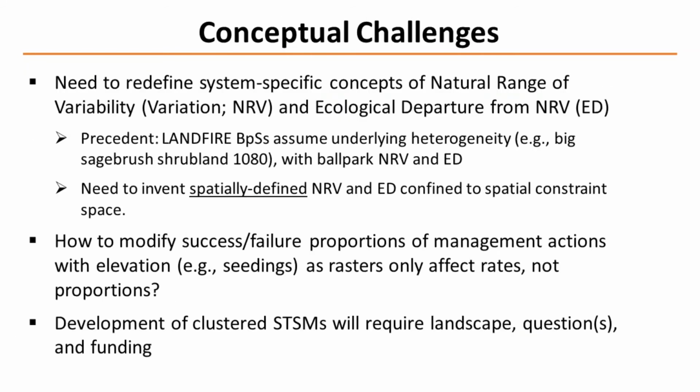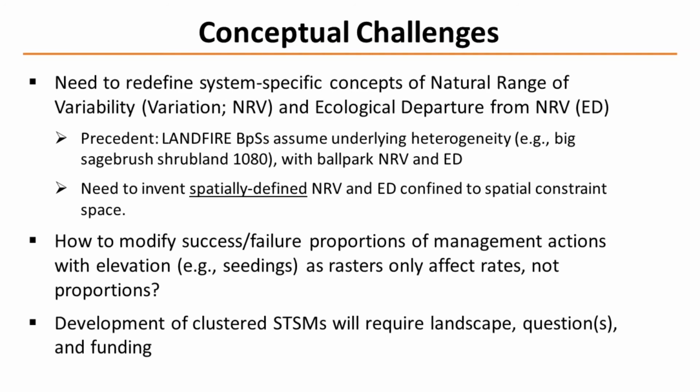Also, for you guys, the transition rate changes. You can modify it with a raster, but when you do seedings, the failure rate decreases as you go up in elevation. Your seedings are more successful with more precipitation, higher elevation. The raster has no effect on the proportions. This is something we cannot do currently with STSIM. Maybe it's done in R, I don't know, but it's impossible to do this currently. And we have to address this problem. Otherwise, we have no way of increasing seeding success with elevation.